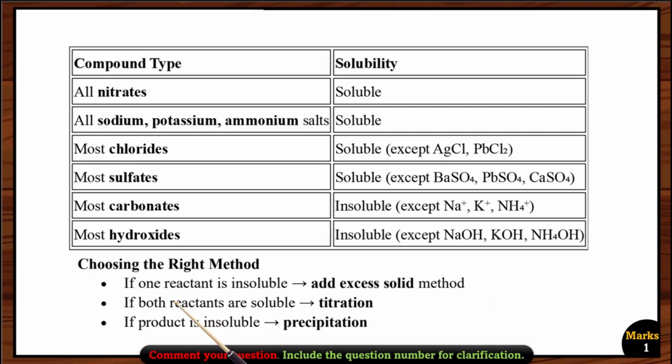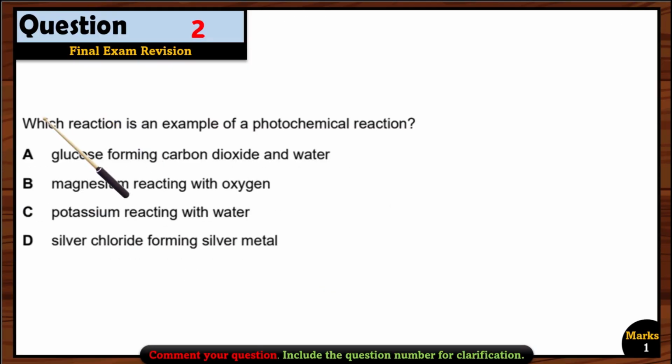Now, the second method, in which both the reactants are soluble, is further divided into two types. One is titration and the other one is precipitation. In the titration method, if your product is also soluble, then we will use this method. But if your product is insoluble, but both the reactants are soluble, then we will use the precipitation method for the separation of the reactant and the product. Okay, now let's see each question one by one. Let's see the first question.